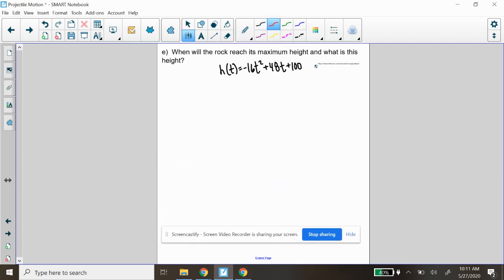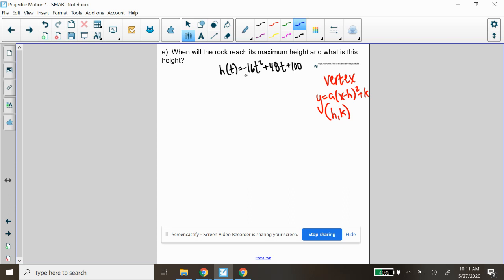I'm hoping that you are seeing the word maximum and you're thinking about the vertex. Remember, our vertex form is y equals a(x minus h) quantity squared plus k, where (h, k) is our vertex. So what we're going to do is use completing the square to help us.